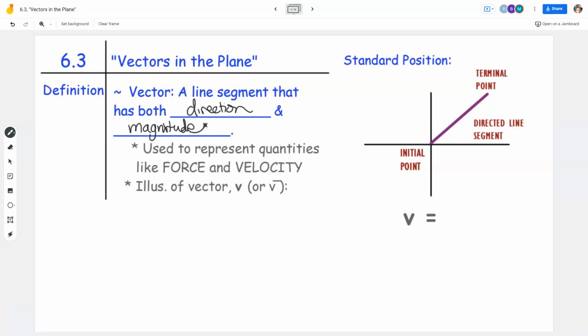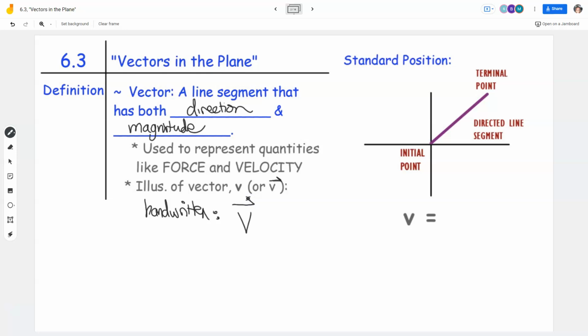A line segment that has both direction and magnitude. Used to represent things like force and velocity. P.S. Your book and WebAssign will show things like bold letters. However, for us, in order to show vectors properly, handwritten vectors, you are not doing bold. Instead, you are putting the arrow.